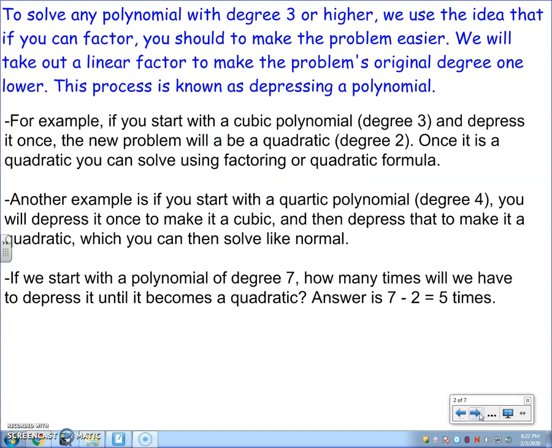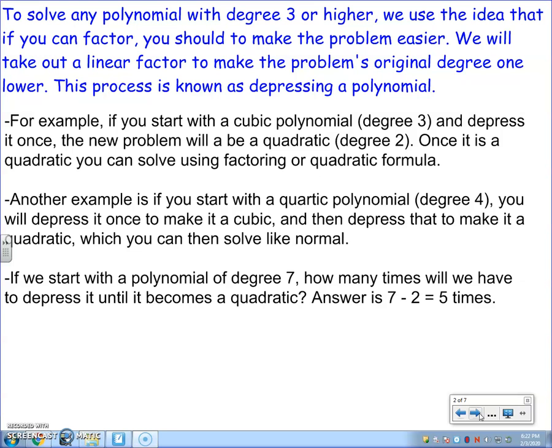To solve any polynomial equation with degree 3 or higher, we use the idea that if you can factor, you should, because that'll make the problem easier. When we take out that linear factor, the problem's original degree will be 1 lower. This process is known as depressing a polynomial. So for example, if you start with a cubic polynomial of degree 3 and depress it 1 time, the new problem will be a quadratic polynomial of degree 2. If it's quadratic, you can solve using factoring or the quadratic formula.